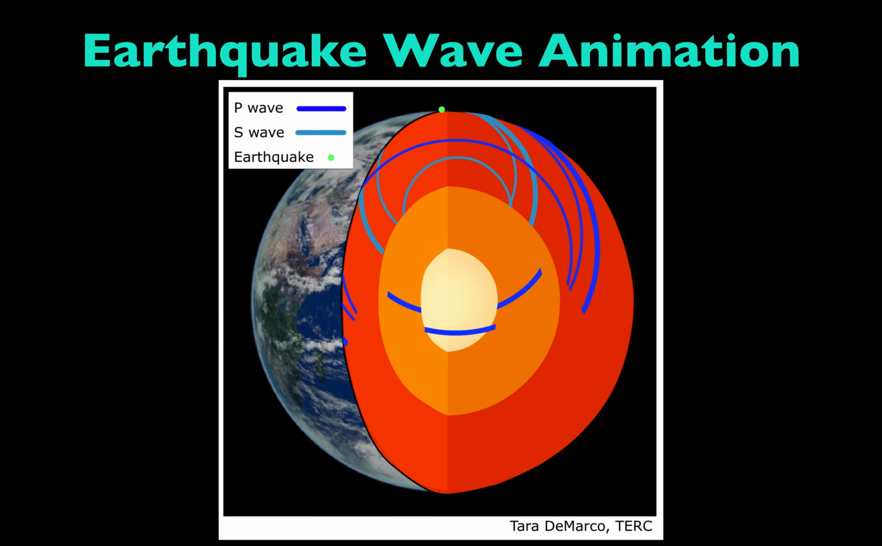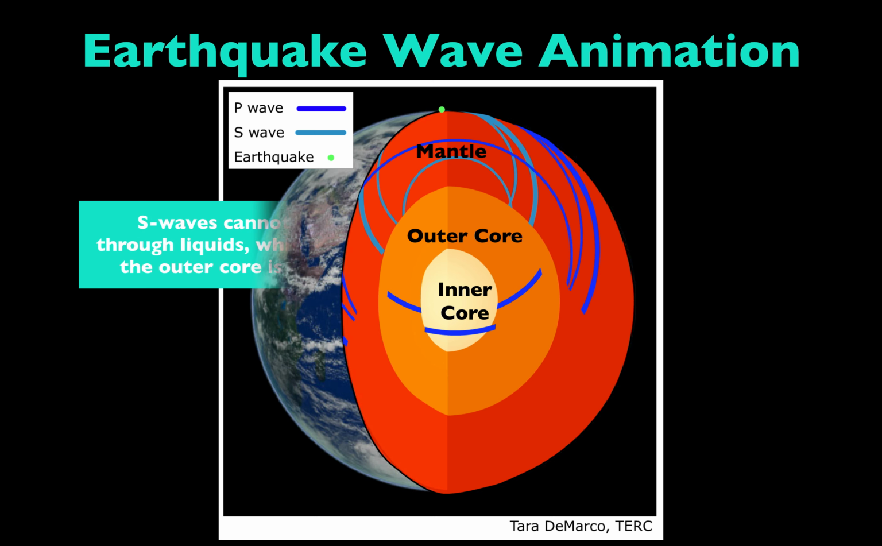What scientists were able to conclude is they learned that S waves have a very special property that does not allow them to travel through liquids. So first, let's look at the layers of the Earth. We have the mantle in red, the outer core is in orange, and then the inner core is that bright yellow color. If we take a look at the outer core, you'll notice that's exactly where the S waves are stopping.